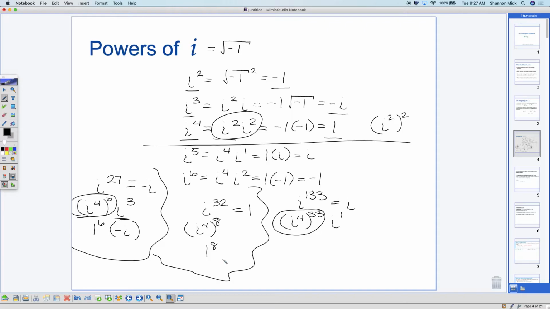But I thought i equals 1. No, i equals the square root of -1. Okay, you can put i. That is the only thing you can put. If it is i to the 1st, you can put i, and that's it.